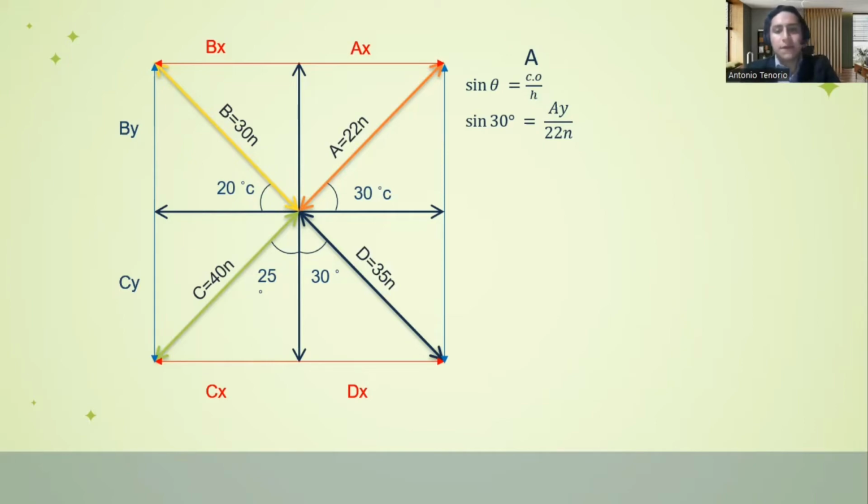So the first step is 22 newtons times sin 30 degrees equals AJ. The next step is the result of the operation. For the sine, the result is 11. AJ equals 11.